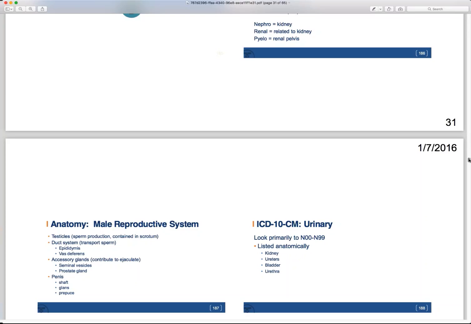The difference between 54410 and 54411 is that 54411 is going to perform this procedure through an infected field. Through an infected field. Please make sure you highlight that. 54411, through an infected field.